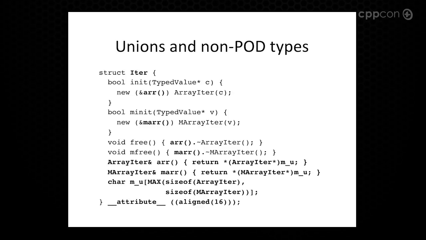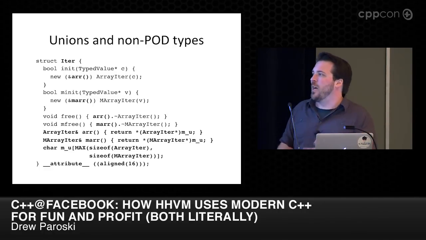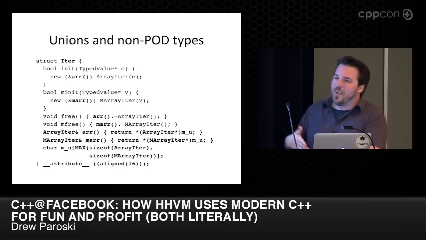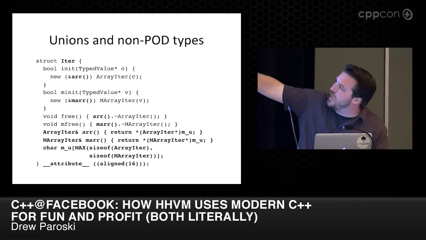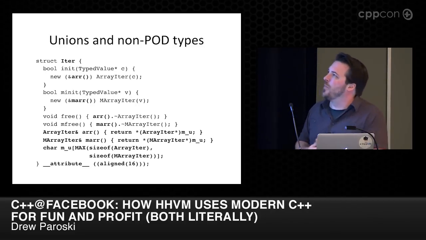We used the attribute align 16 because char arrays by default don't get magically aligned for you, because the compiler's like, oh, it's a char, doesn't need to be 4-byte or 8-byte aligned or whatever. So we use that attribute align to force it. And then we have these two little getters which do unsafe casting on the char array to pretend it's either an array iter or an M array iter. And then we have two different inits and two different frees. The inits use the placement new syntax, which if you've ever written your own allocator thing with the STL, you learn about the joys of the placement new syntax. And then we're able to call the destructors manually as well by doing dot tilde class name.